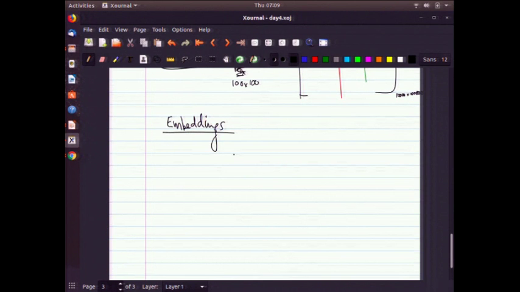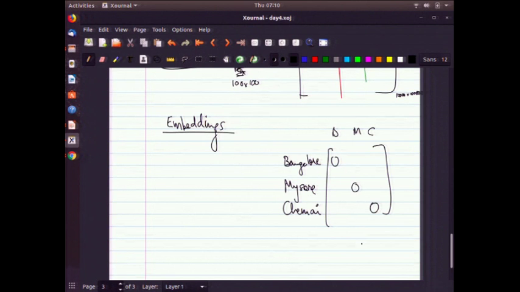Okay, so let's start with a simple idea. Let's just take a 3 by 3 matrix. Again, this is Bangalore, Mysore, and Chennai. The distance between them is obviously all 0. Bangalore and Mysore is like 130, is it? 135? Depends on who you ask, kilometers. Bangalore and Chennai maybe 320.